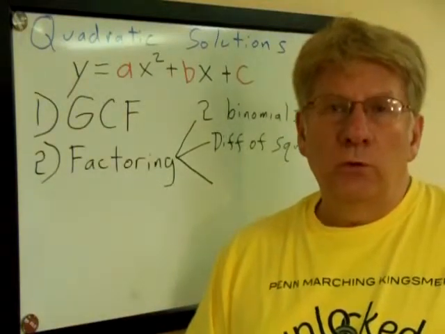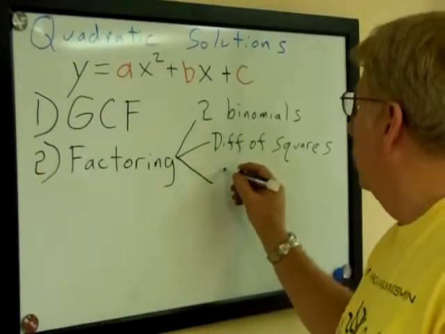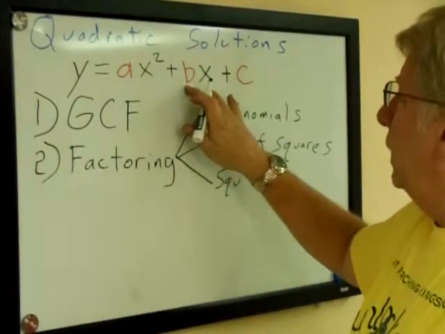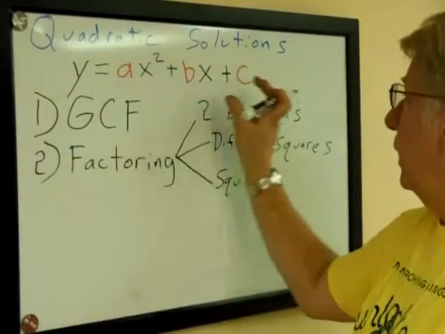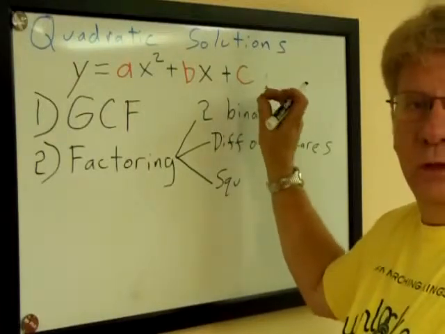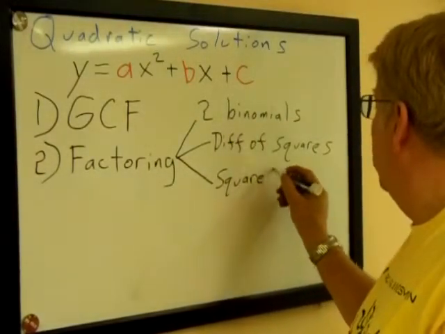Another thing we can do is use the square root property. The square root property says that if you don't have an x term, then you can have the x squared term on one side and the constant on the other. Take the square root of both sides to get x equals. So we'll call that square root property.